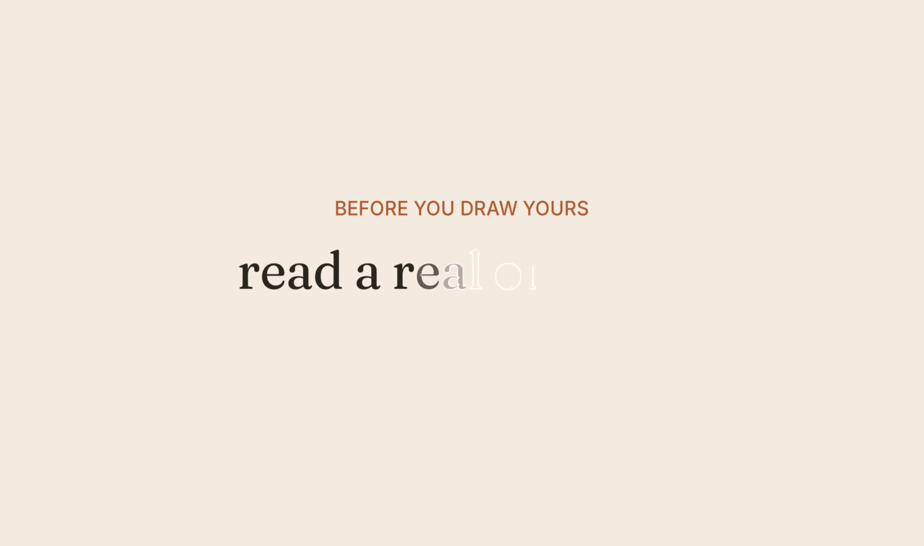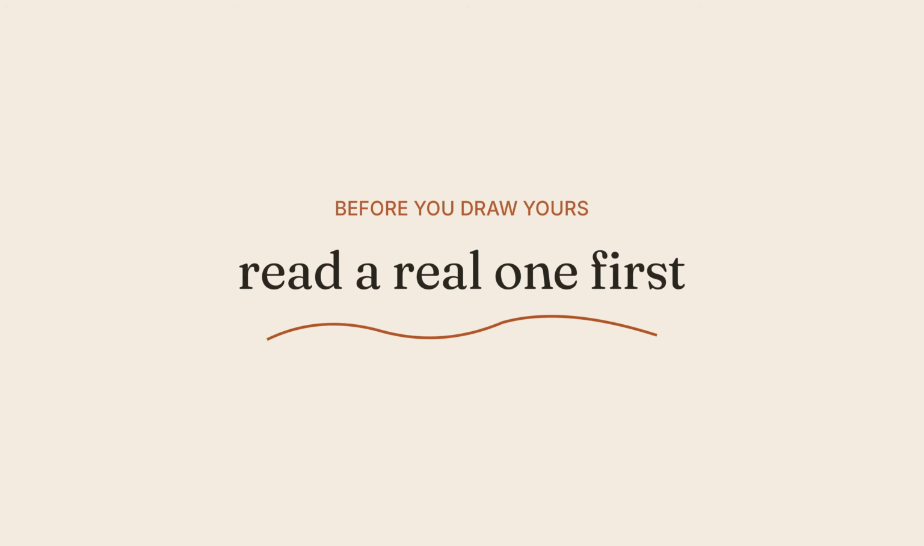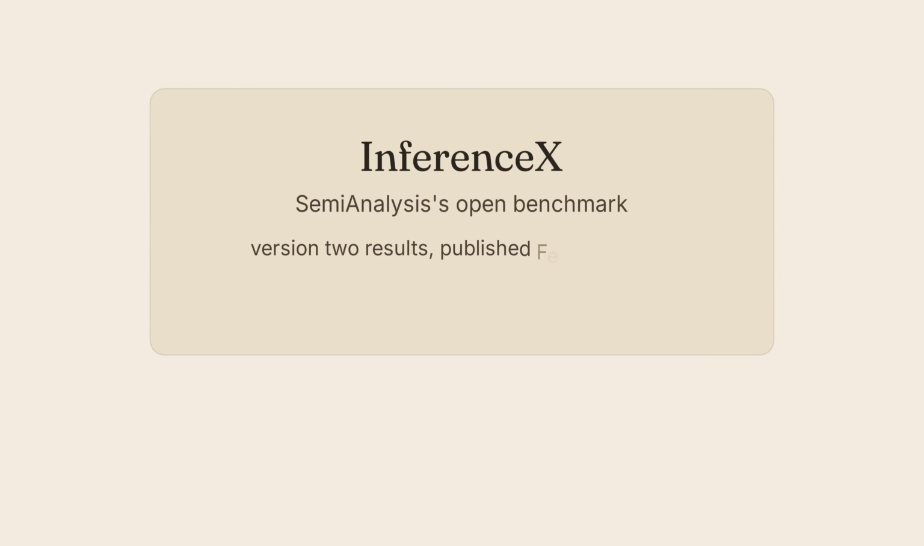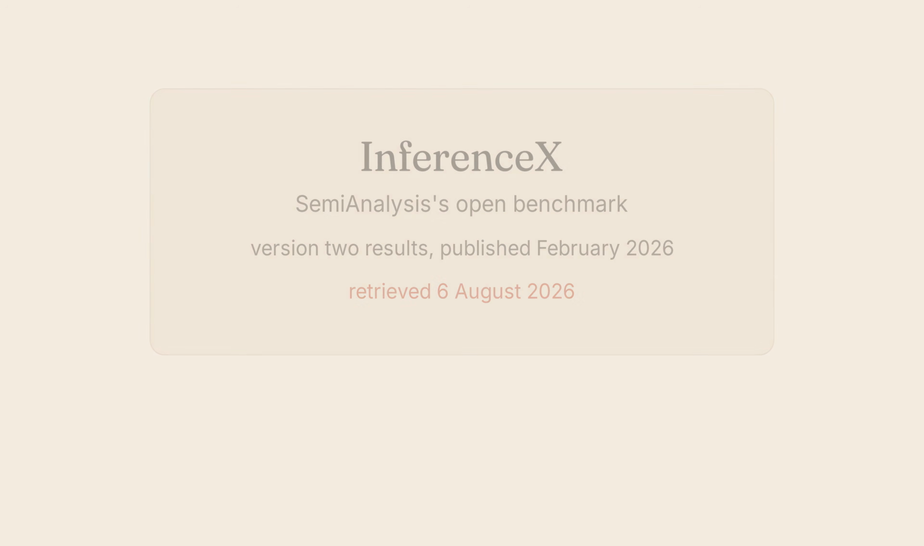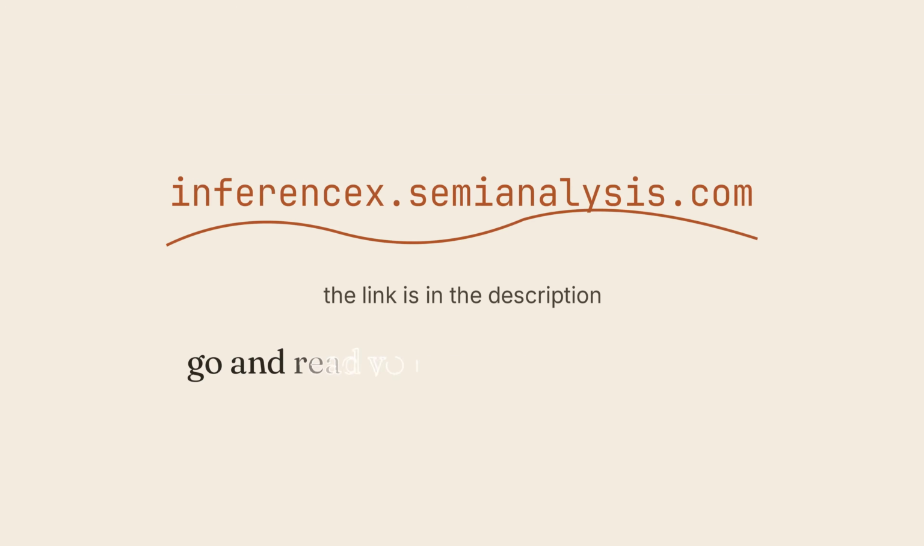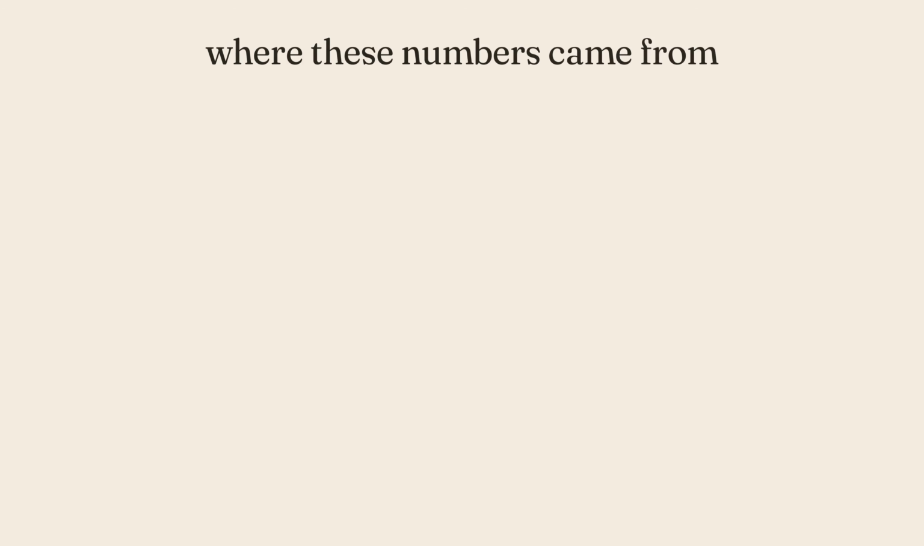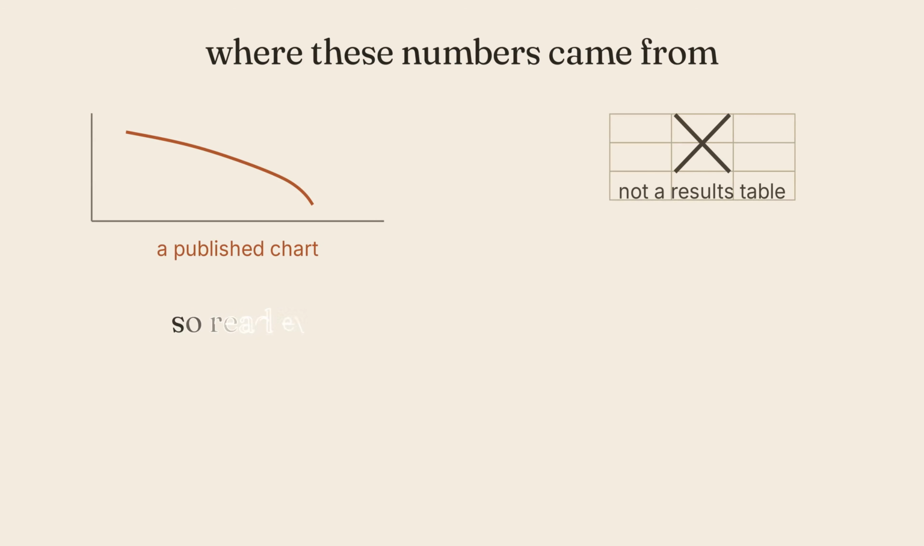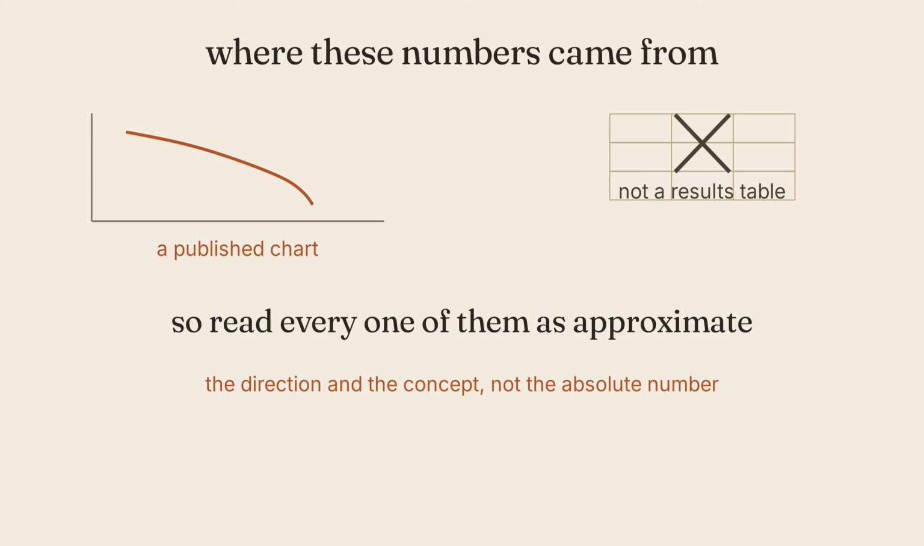So before you draw your plot, let's first read a real one to understand how it works. These come from InferenceX, that's SemiAnalysis's open benchmark, and these are the version 2 results published in February, and I pulled them on the 6th of August 2026. The link's below, so go and read your own hardware off of it. One caveat before I say any of them. Where did they come from? It's a published chart, not a results table, so consider every number approximate. Focus on understanding the direction and concept instead of absolute numbers.